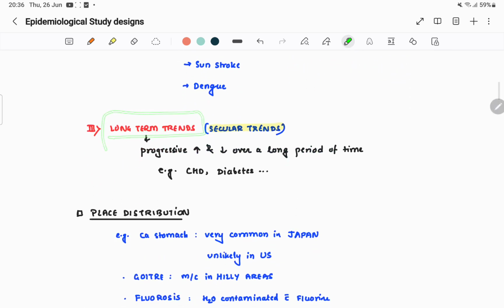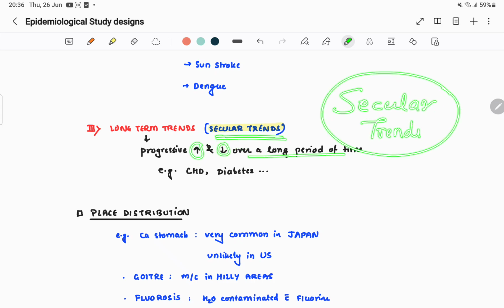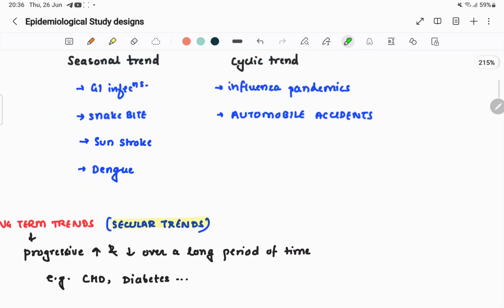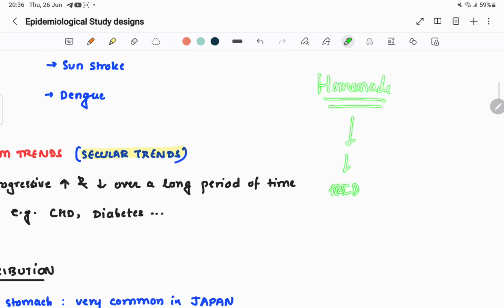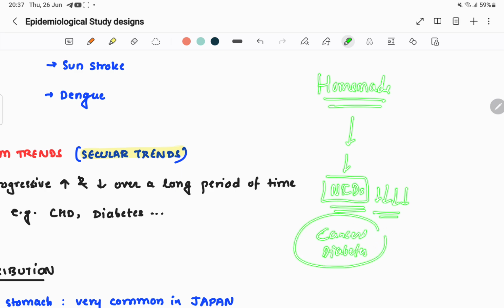Then we talk about long-term trend, that is secular trend. Long-term trends are secular trends. Secular trends means it's a progressive increase and decrease over a long period of time. Let me give you an example. In older days, in your parents', grandparents' age, people were consuming homemade food. So basically, let's say the NCDs, that is non-communicable diseases, were less in incidence. Like your cancers, your diabetes, these were very less common in those days. I'm talking about let's say 1800, 1900.